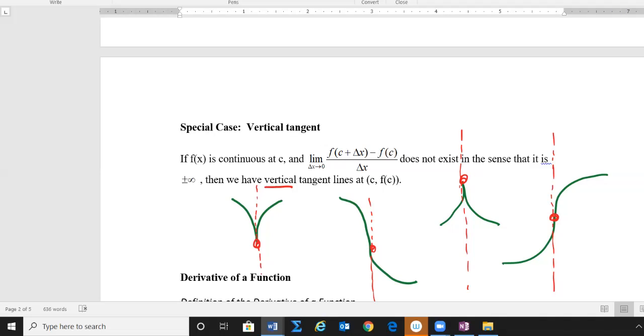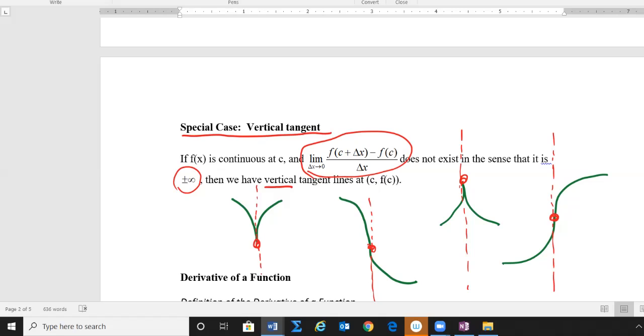Here we have a couple of situations, special cases to consider. If in the process of finding this quotient, the limit of this quotient, we end up with a plus or minus infinity, what it indicates about the graph is that there's a vertical tangent at that point in question.